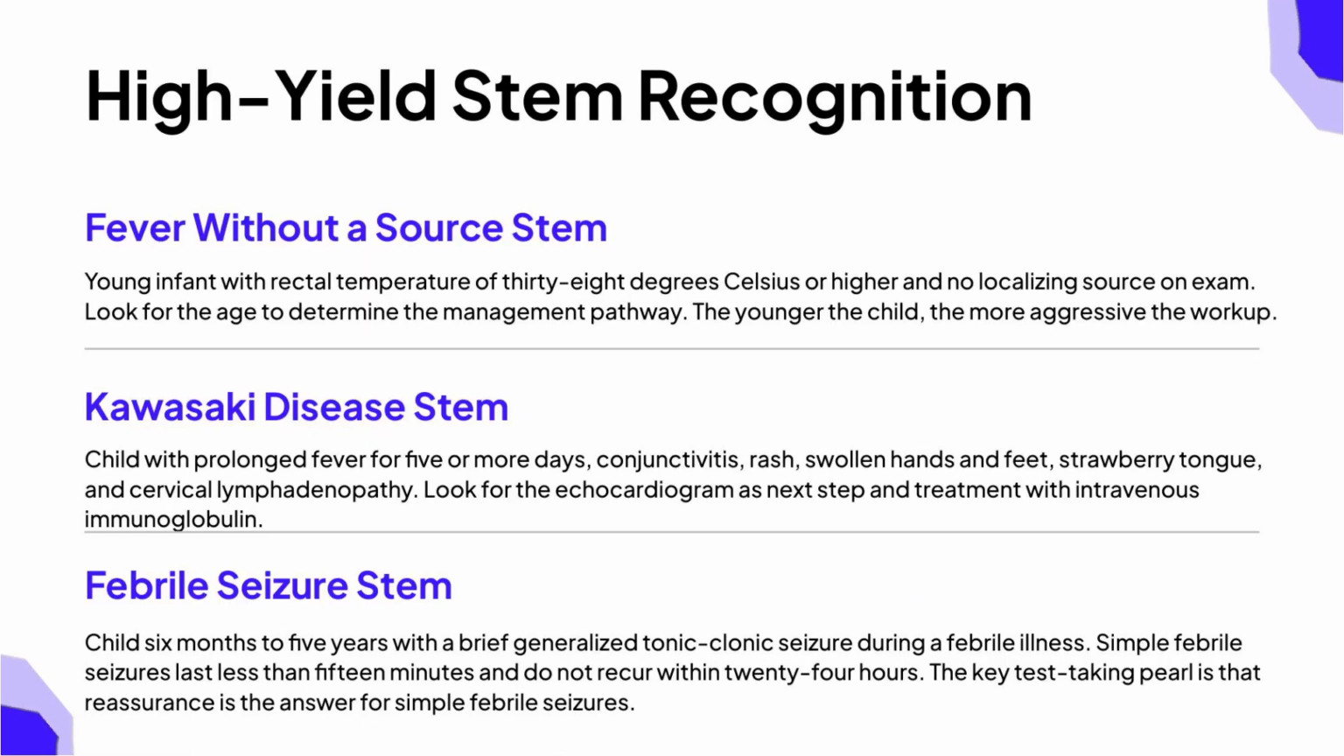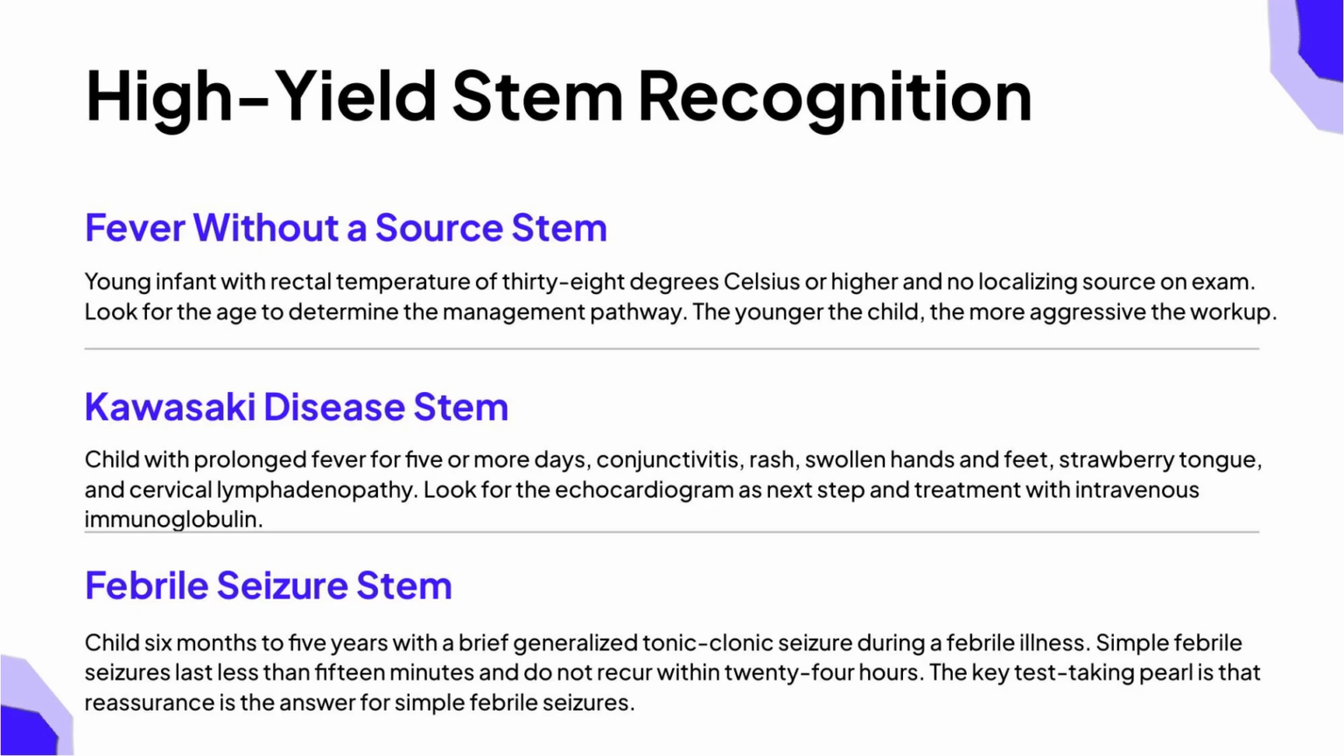Now let us go through high-yield stem recognition. For fever without a source, the classic stem is a young infant with a rectal temperature of 38 degrees Celsius or higher and no localizing source on exam. The age of the child is the single most important detail in the question.